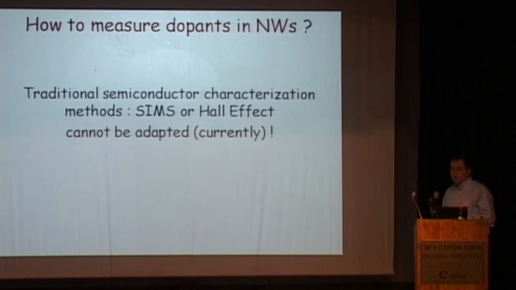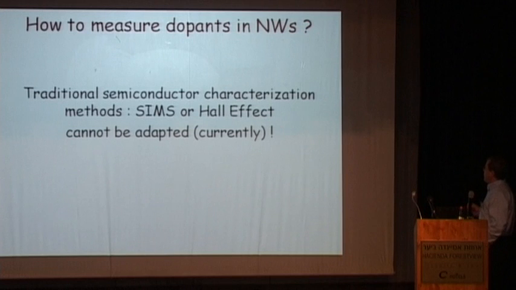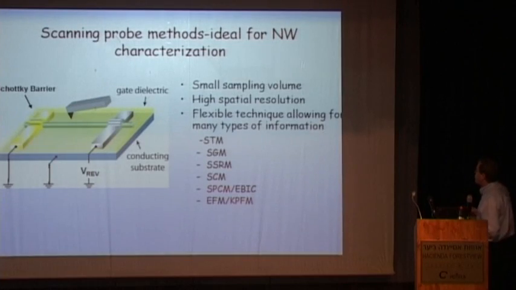For the semiconductor people here, the traditional way to measure dopants in semiconductors is either SIMS or Hall effect. And unfortunately, these cannot be applied yet to single nanowires. So one of the solutions is to use the scanning probe methods. And as you already know, there are many electrical modes of scanning probe methods, which can measure electrical properties and maybe dopant concentration.